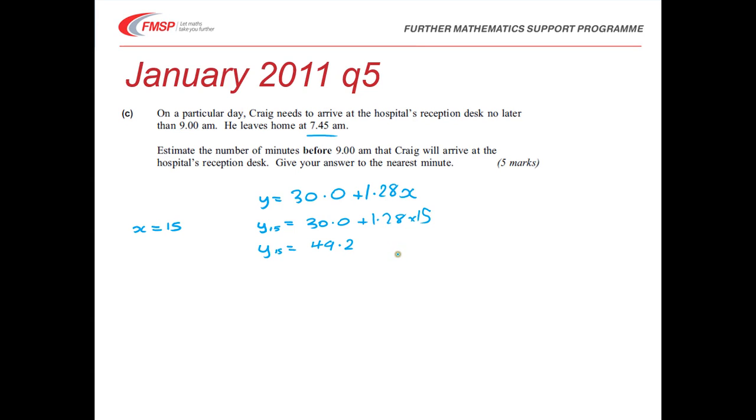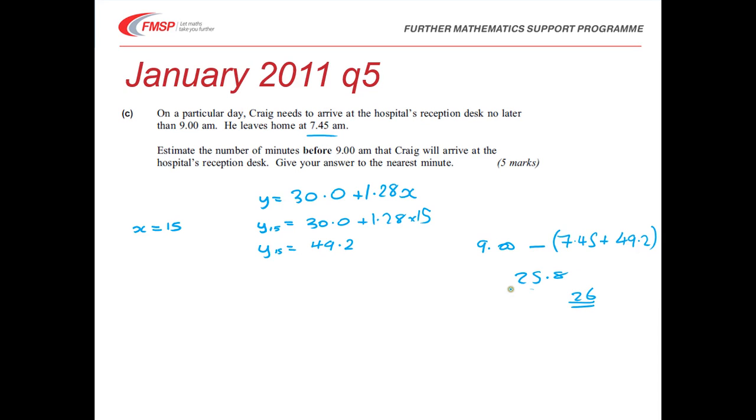So we're then asked to work out what the time is before 9 AM. So we're going to start with 9 AM, and we need to subtract from that 7:45 plus your 49.2. We're doing this in time. So we can see what's going on. And again, this is going to give you a value that we can work out. So it's going to give me a value of 25.8, which is going to give me 26. So we're going to leave 26 minutes before 9 AM, sorry.